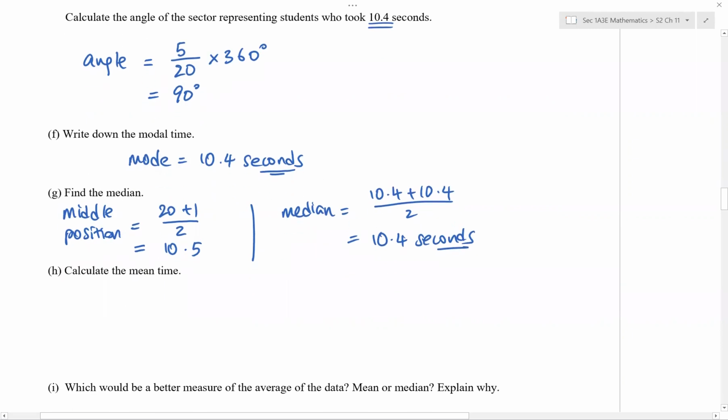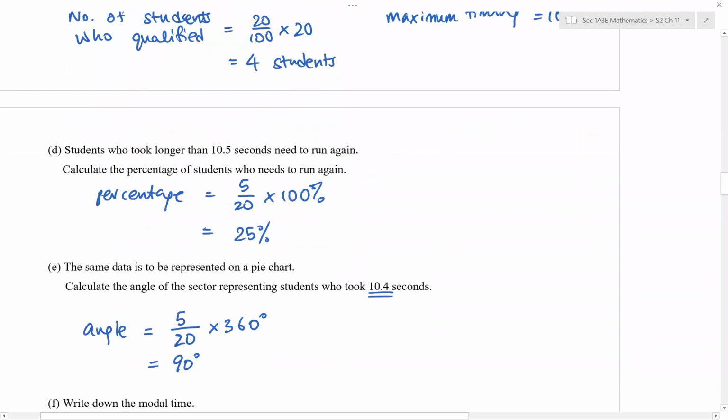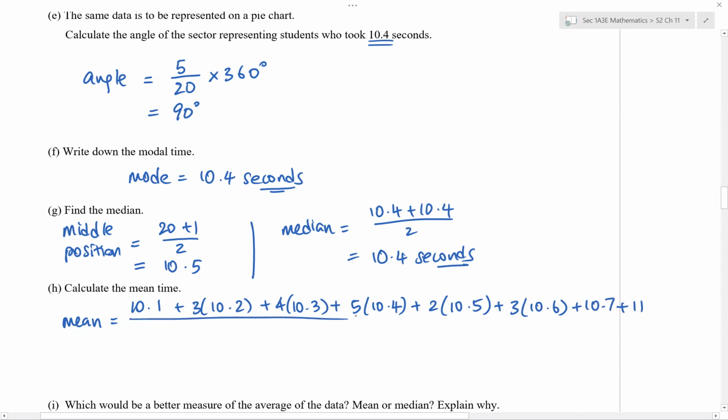And now part H, calculate the mean. So mean, continue with the same working. So we've got 1 of the 10.1, 3 of the 10.2. We've got 4 of the 10.3. We've got 5 of the 10.4. We've got 2 of the 10.5. We've got 3 of the 10.6. We've got a 10.7. We've got 11. So all these divided by 20 of them. So you get 10.42 seconds.